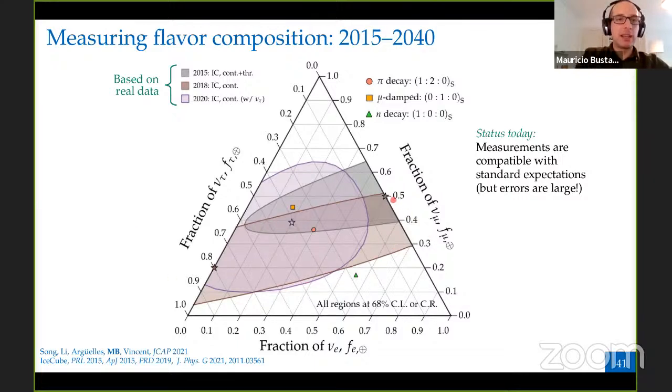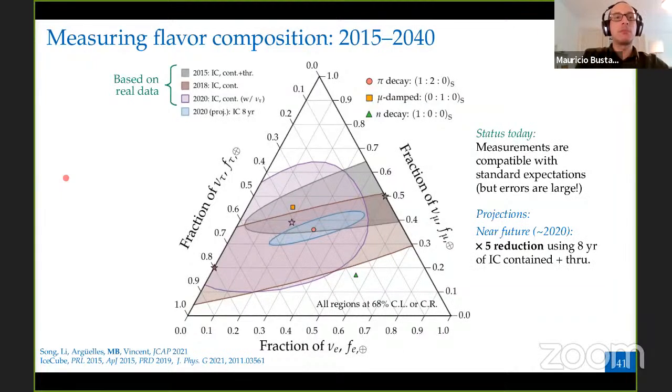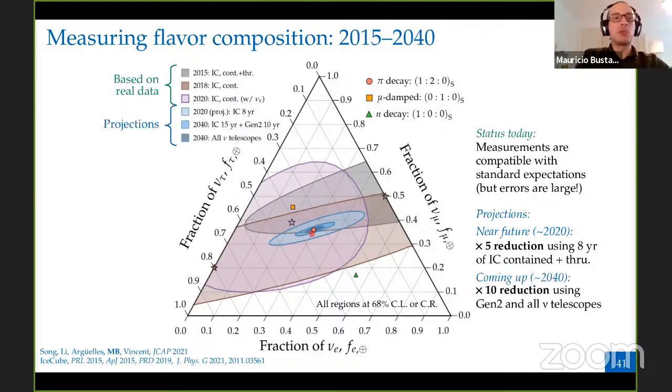You see also the best fit values have gone from one extreme to the other and now to the center. So it's been moving around a lot. And in the future, including using all available data now, we can actually do a lot better. The projections show that if we used every bit of data available to IceCube at the moment, we could measure the flavor composition a lot better, this blue region over here. I'll talk about IceCube Gen2 later, but if we add Gen2 on top of that, then we can do even better. And if we use all available neutrinos, we can pinpoint the flavor composition very, very well.